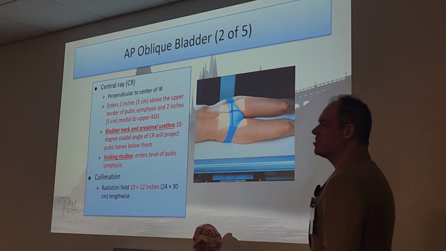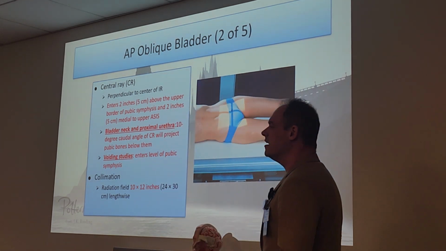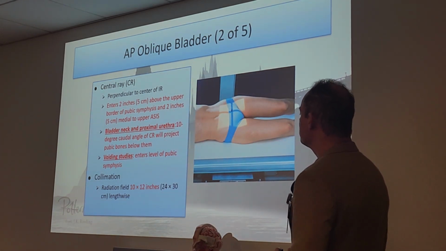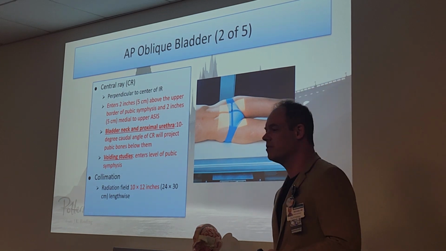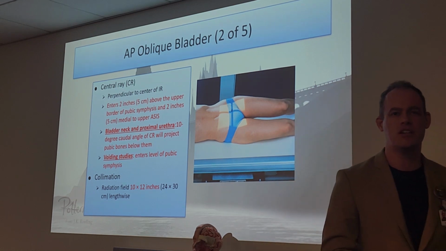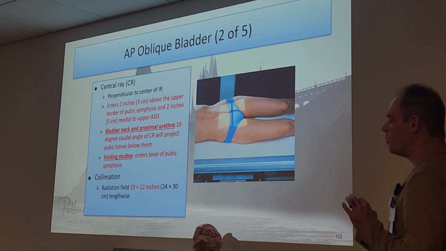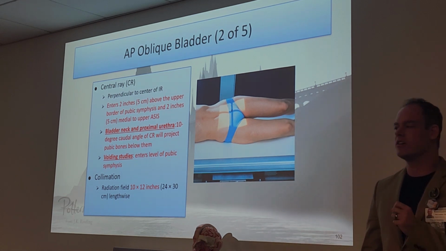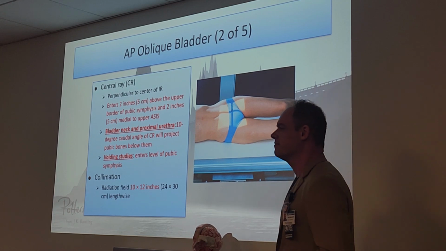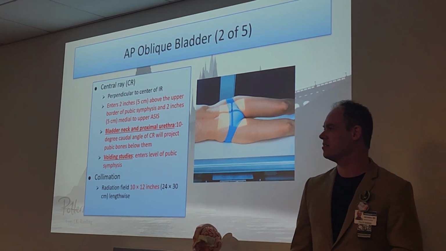All right, moving on, guys. Central ray, like we already talked about, 2 inches above the pubic symphysis towards the upside. In order to visualize that bladder neck and proximal urethra, we're going to utilize that 10-degree caudad angle to project those pubic bones below to give us that clear visualization like we already talked about. And if we are doing a voiding study, we will once again go a little bit lower, at the level of the pubic symphysis, to get a better look at the urethra. 10 by 12 lengthwise cassette, same as the AP axial.